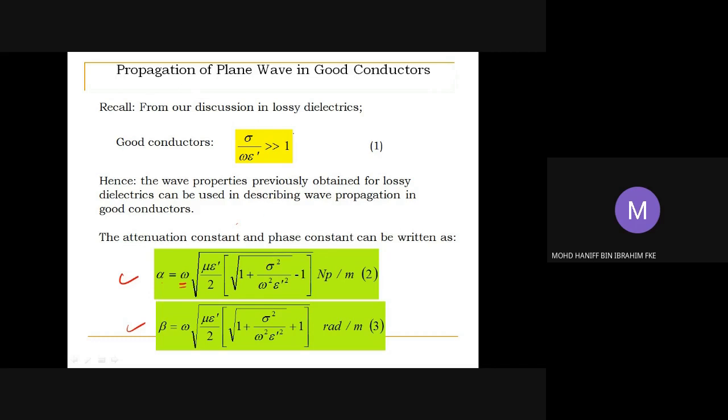We have learned in lecture 22, in the topic of lossy dielectrics, that for a good conductor the value of loss tangent should be very high. Remember that the loss tangent, LT, equals sigma over omega epsilon. For a good conductor, the loss tangent is assumed to be much bigger than 1. Let's say if we have 100 for loss tangent, we consider that to be a good conductor also. 100, a few thousands, should be considered a good conductor.